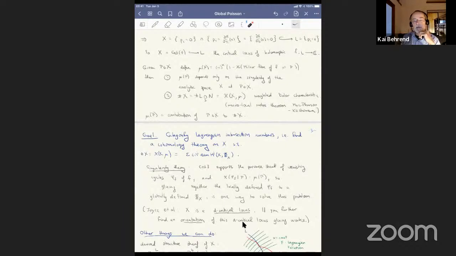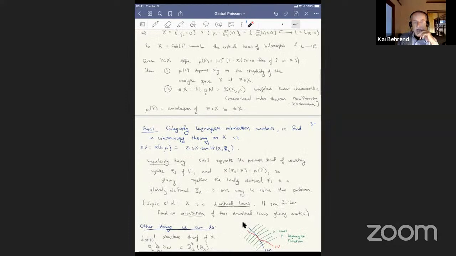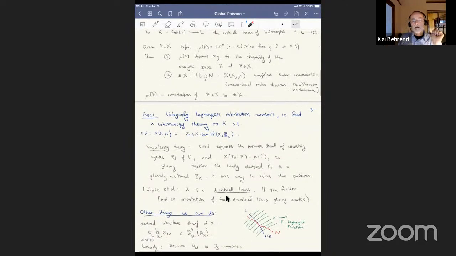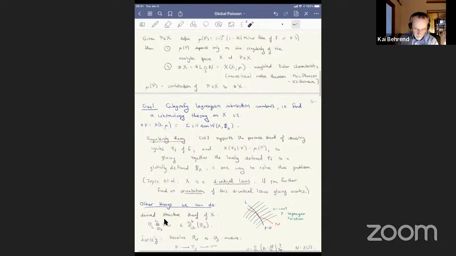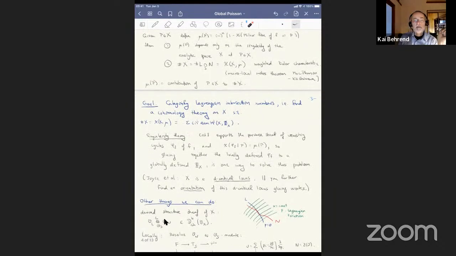Of course, other people have worked on this, but I don't want to go this route. There are other things we can do, and I want to start by talking about the derived structure sheaf of this analytic space X.